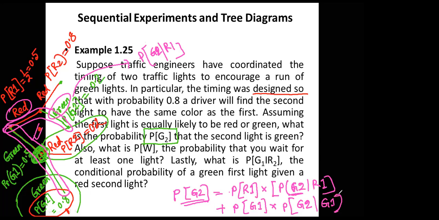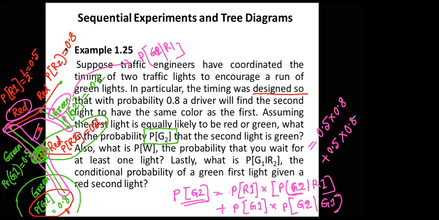Do you agree? Yes, sir. All right. So what are the values? Let's multiply. Probability of R1 is 0.5. Then probability of G2 given R1, that is 0.8. And then plus probability of G1 is 0.5 again. And then probability of G2 given G1 is 0.8.